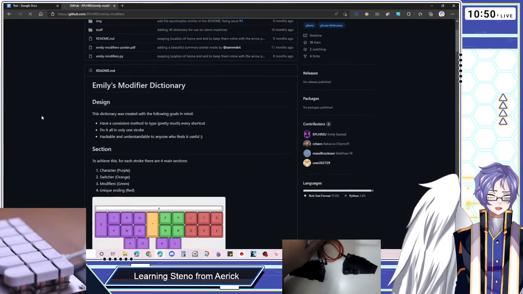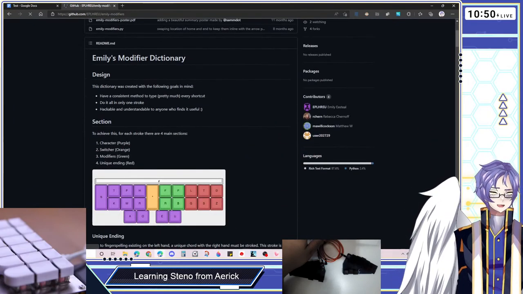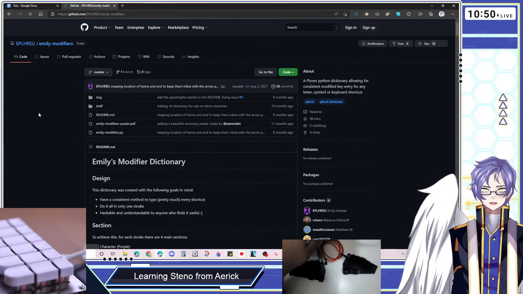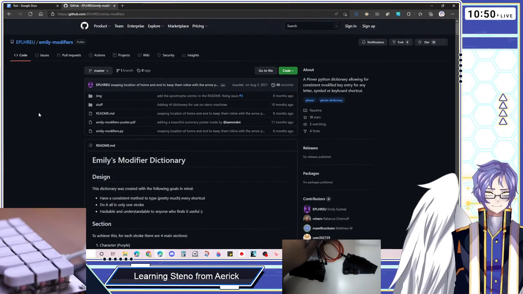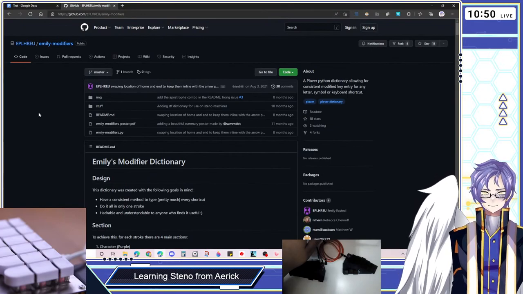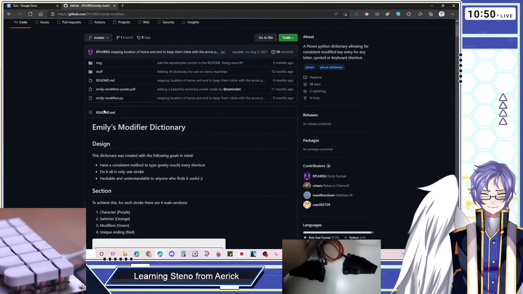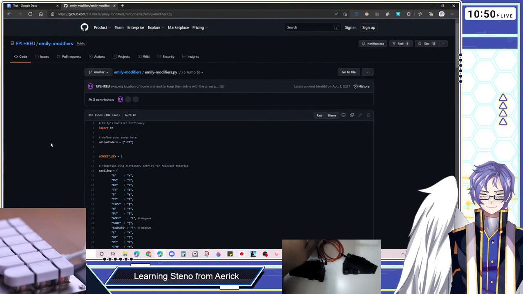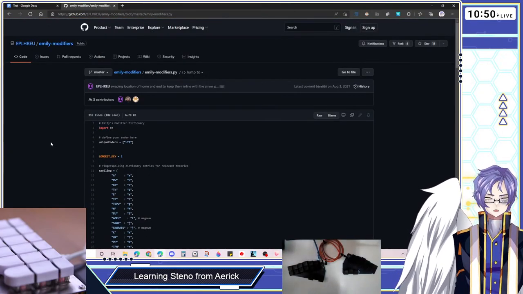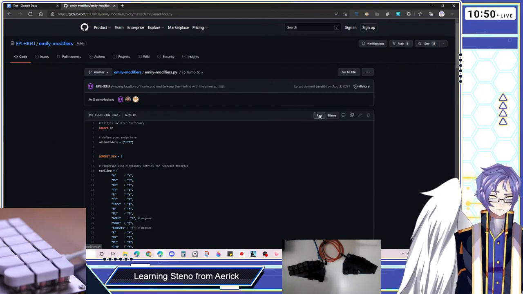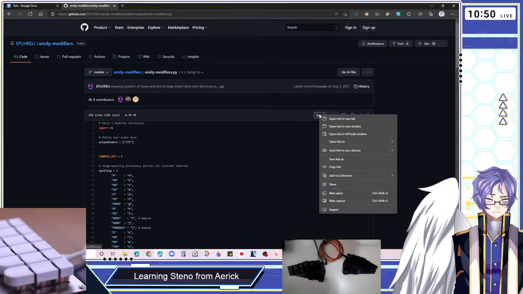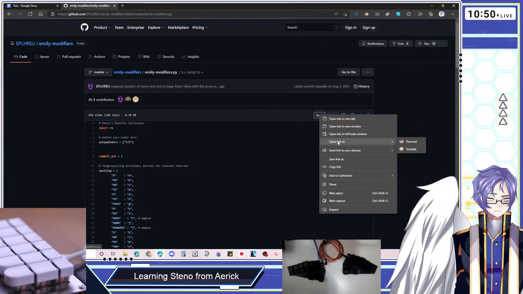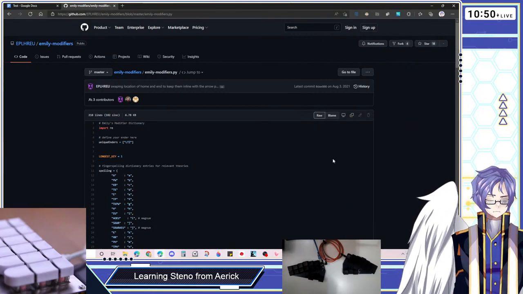Oh, okay. What do I do with this? Releases. Right, okay, so this is a Python dictionary. So first of all, press the emilymodifiers.py in the middle of the page. It's the file. Ah, this one. Yeah, this one. And then right-click raw. Right-click it. And then save link as. Save link, it's on the bottom. Right above, yeah, that one. Okay.